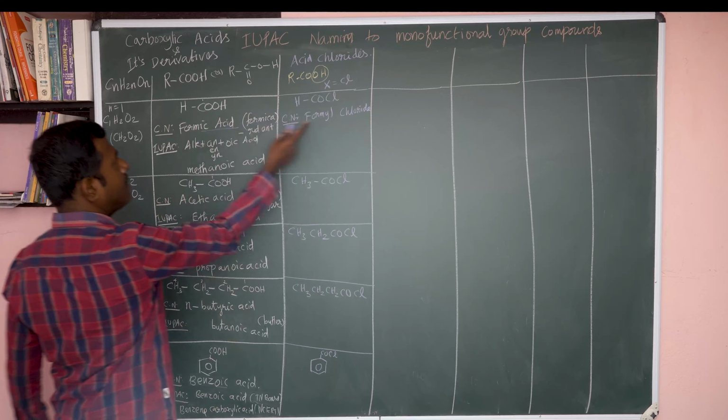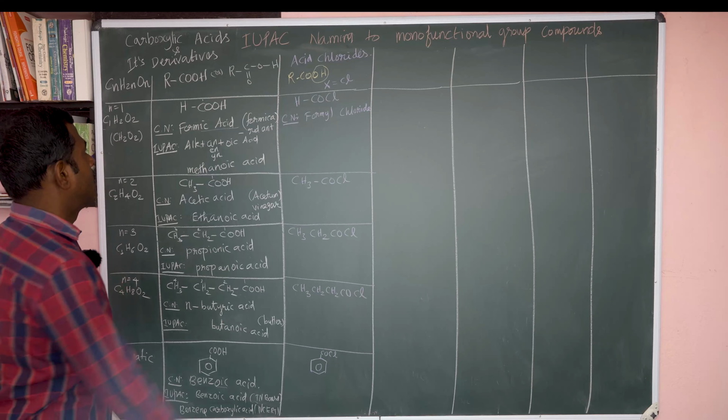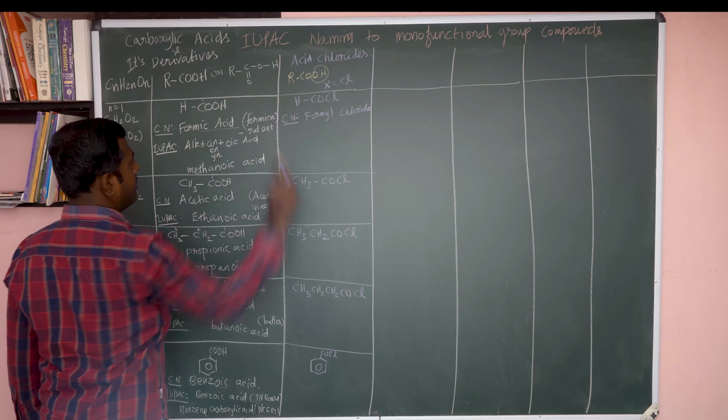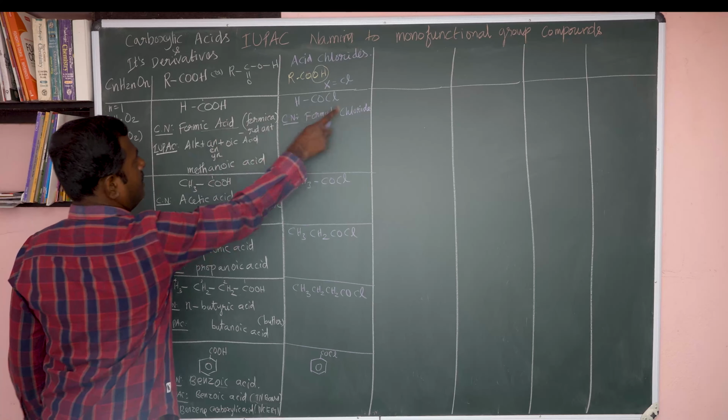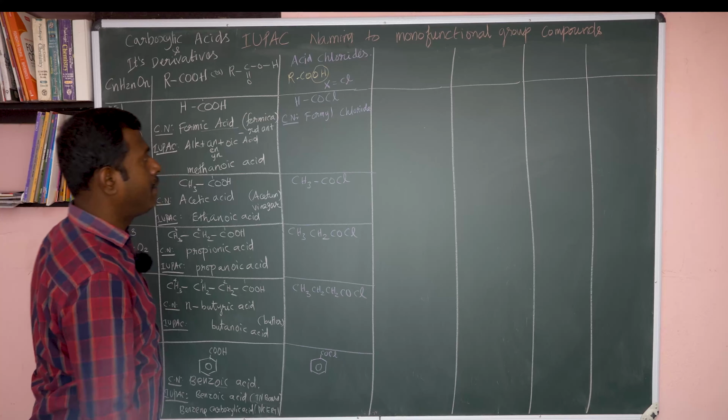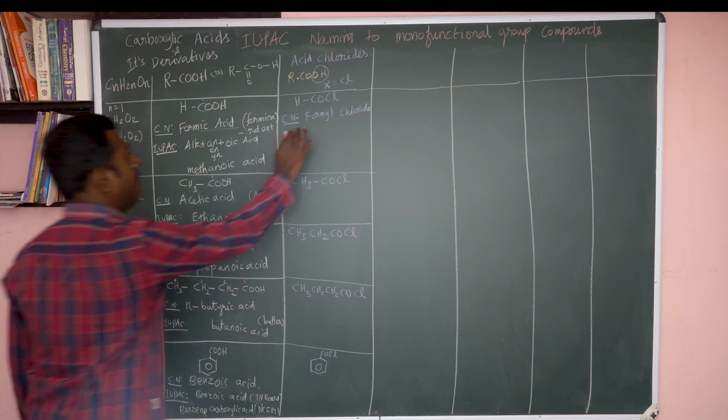This is formic acid. This is formyl chloride. So from the carboxylic acid name, ic is removed and yl is added. And instead of acid, the respective halide. Here the halide is Cl, so the name chloride is given. So this is formyl chloride.